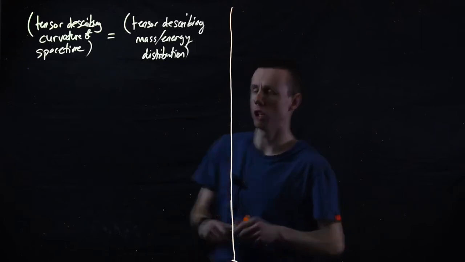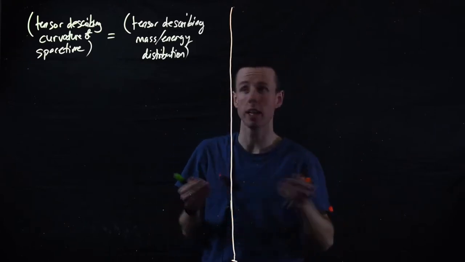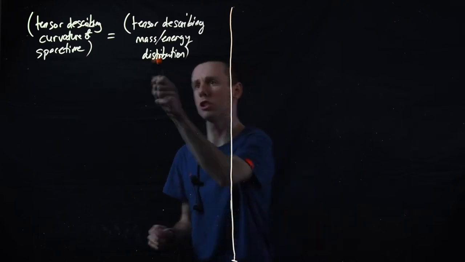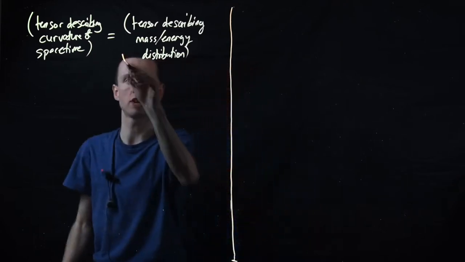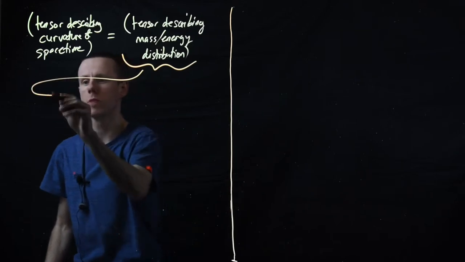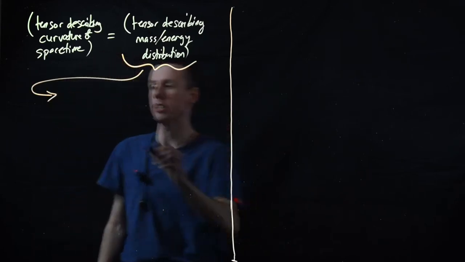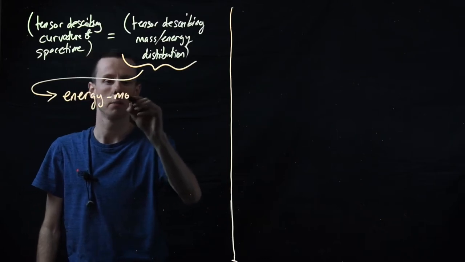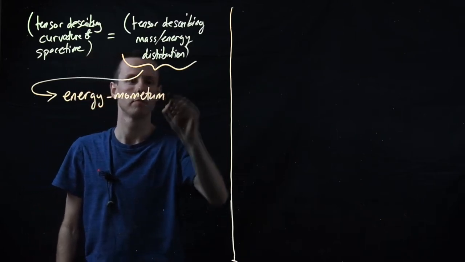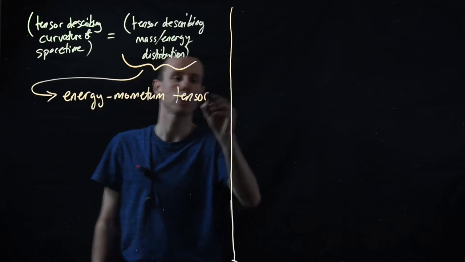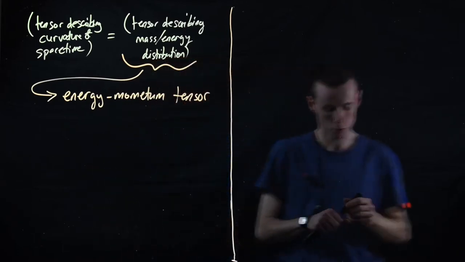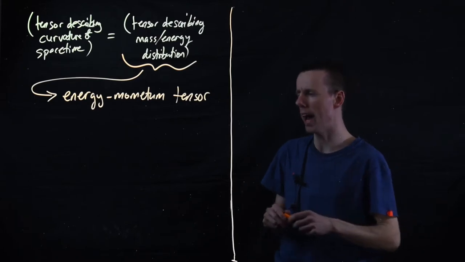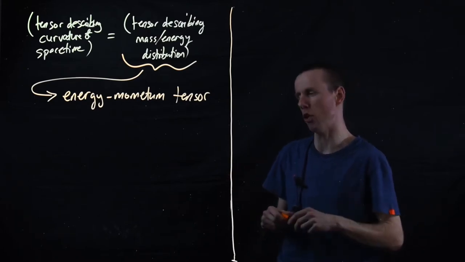So we're just going to now take a look really at the details of what these tensors are. We're going to start with this side, the tensor describing the mass-energy distribution. And this tensor is actually called the energy momentum tensor. You've actually already seen it with Dermot when you looked at electromagnetism. You've seen it in a slightly different form.